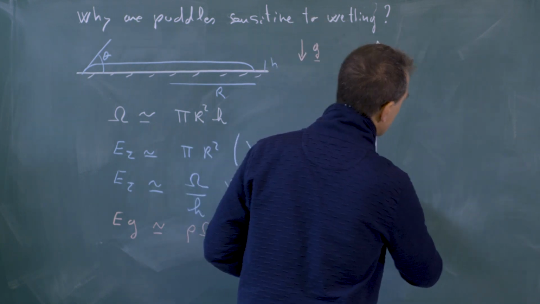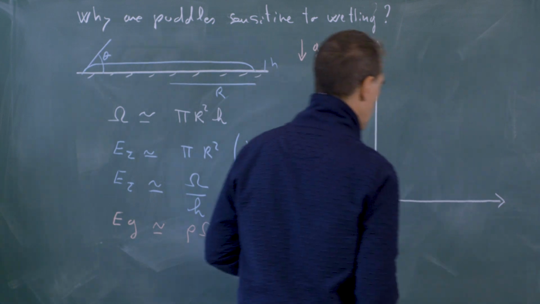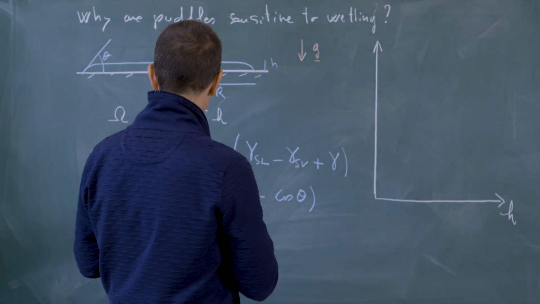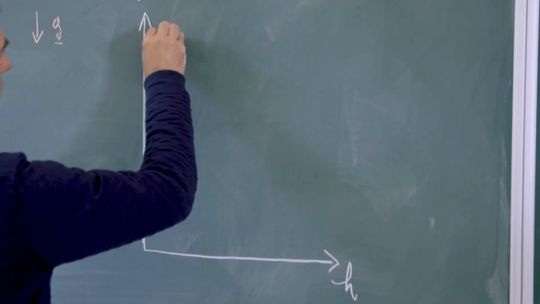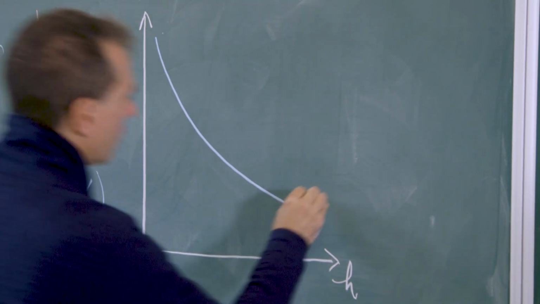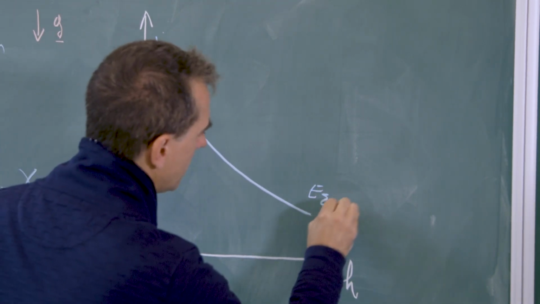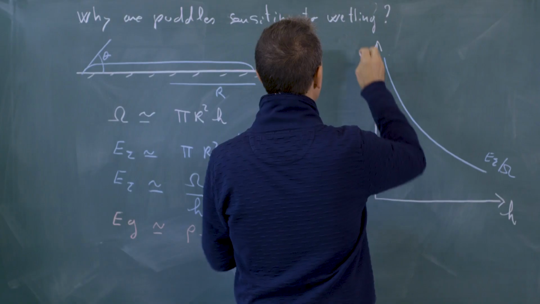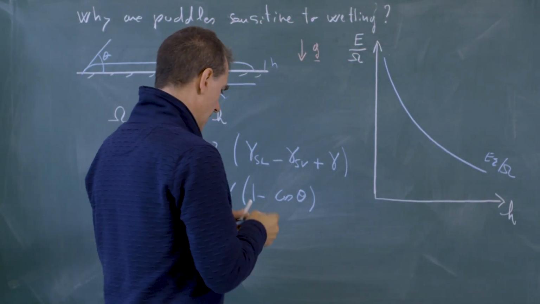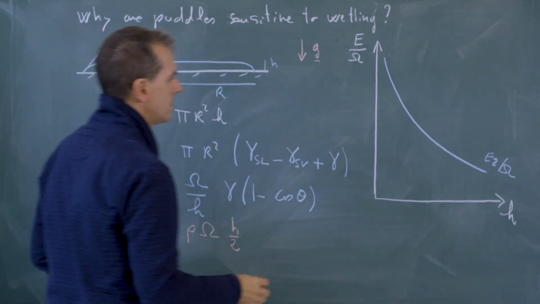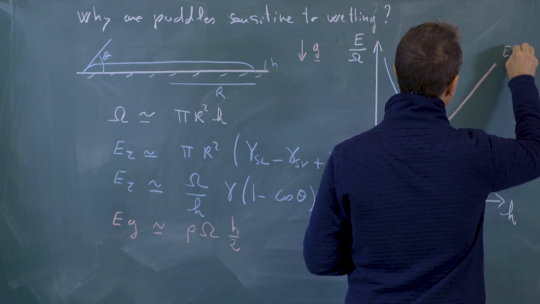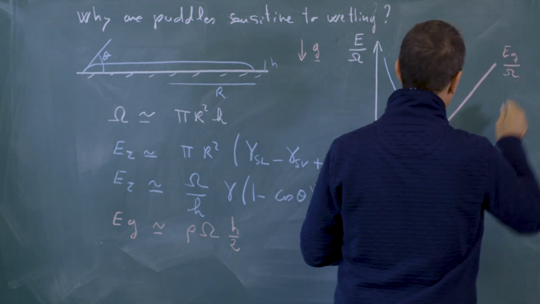these two energies as a function of the height of the puddle, we have two different behaviors. We have the 1 over h dependency for E sigma per unit volume. So here we are discussing energy per unit volume. And the second one associated to gravity, which is linear in h. So this is Eg by the volume.